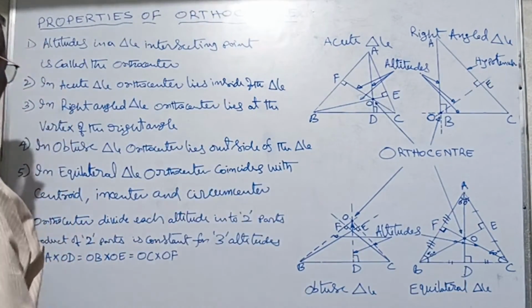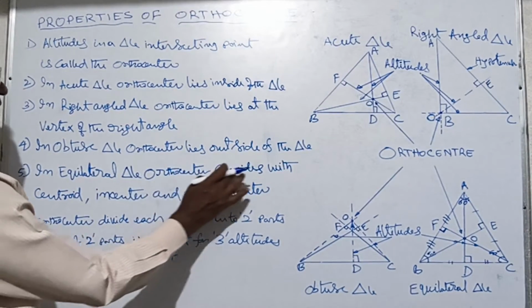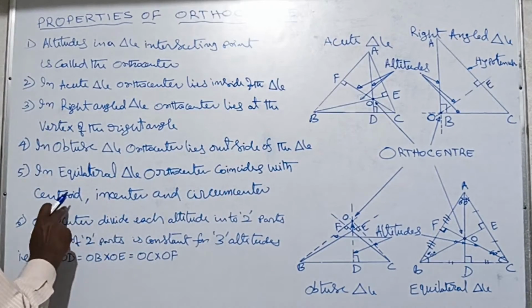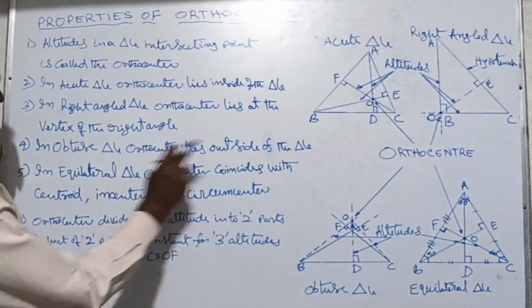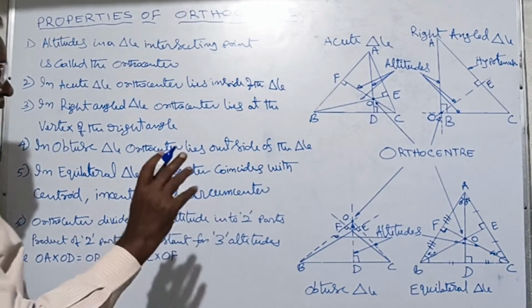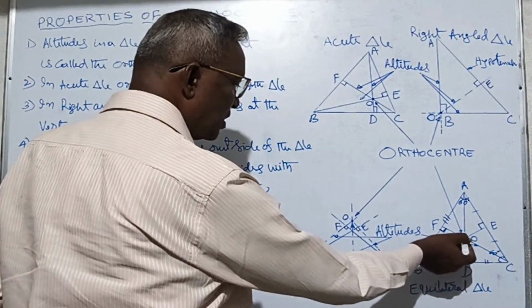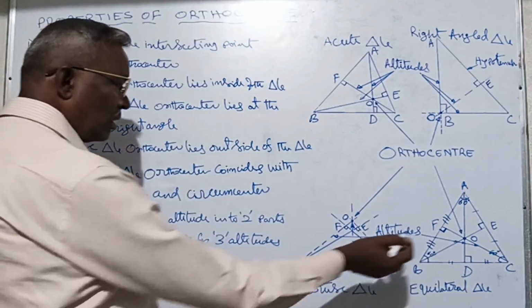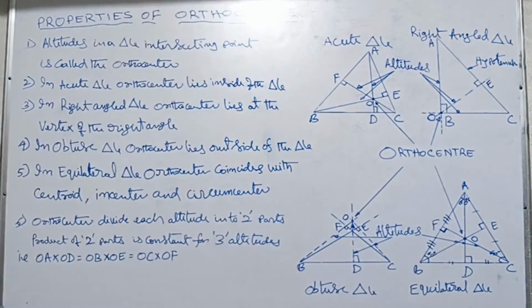So that means in equilateral triangle, orthocenter coincides with centroid, incenter and circumcenter.